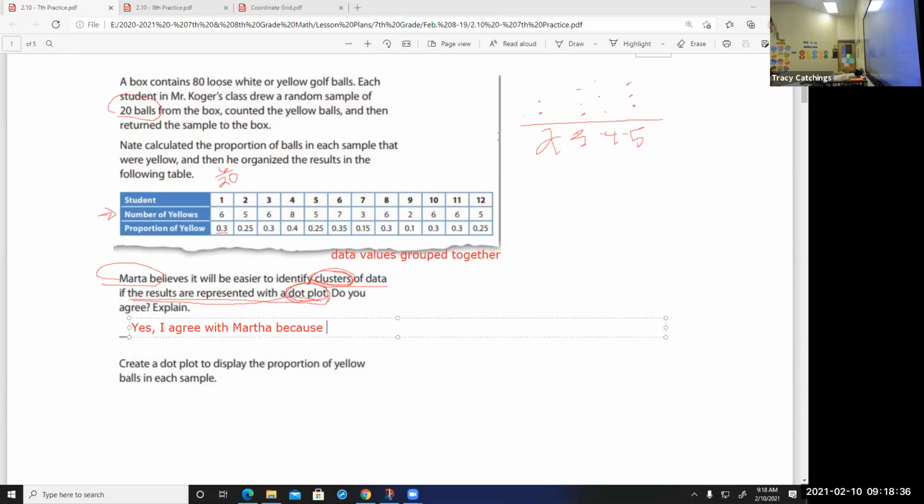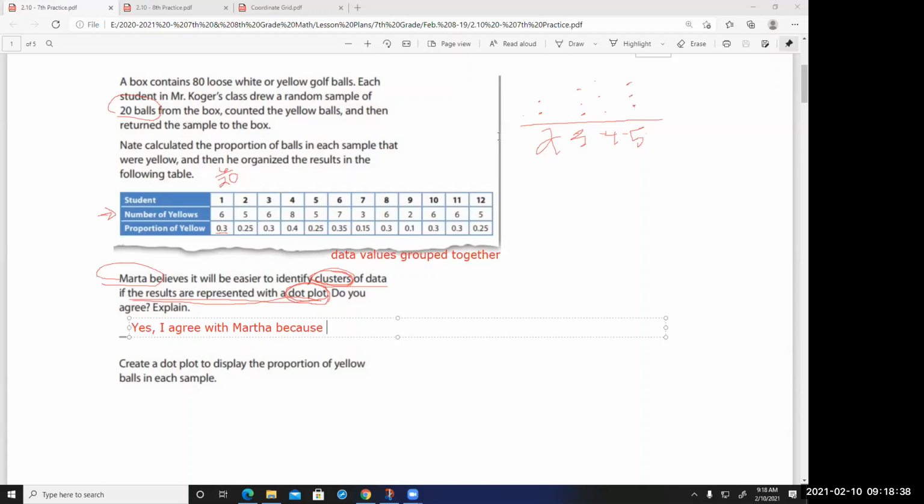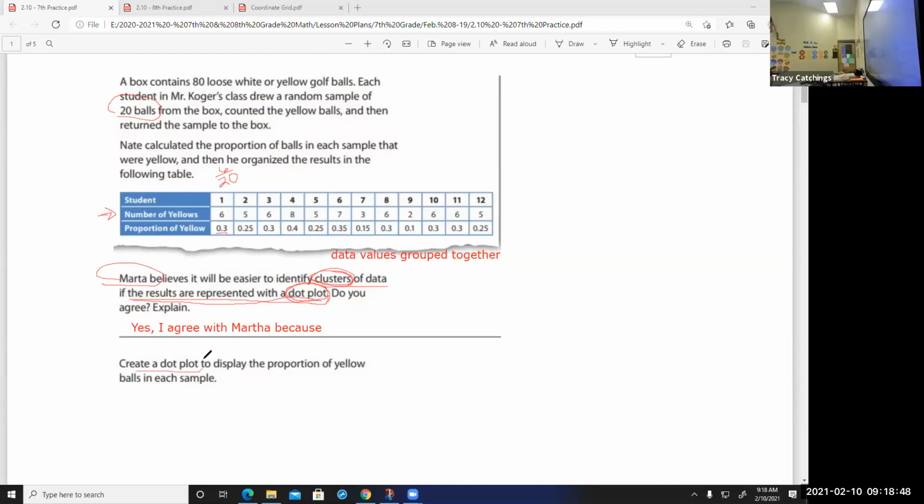All right, so if we do a dot plot, y'all act like y'all scared to talk. Let's look at a dot plot of this actual data, because that's what's coming up in the bottom.